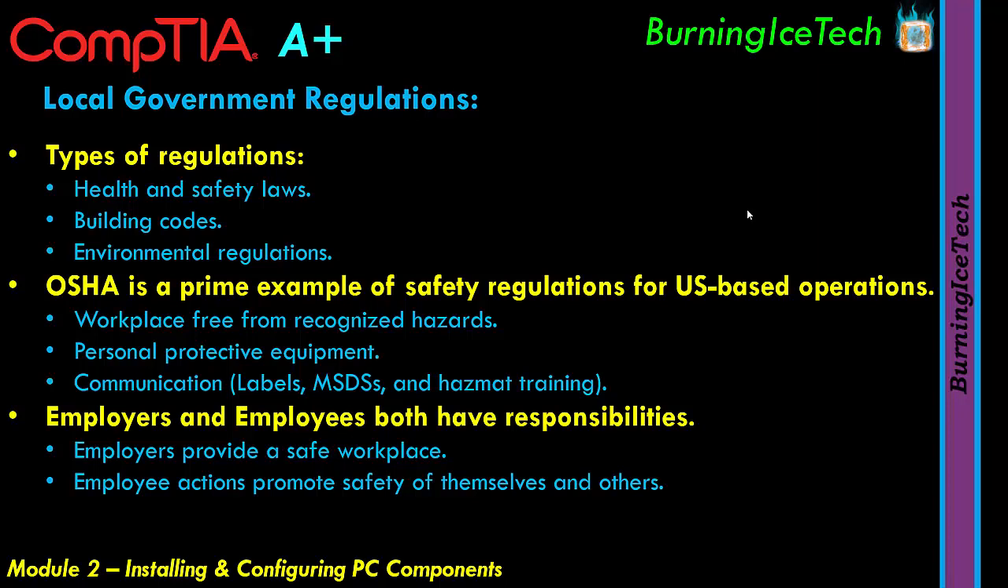Last one being communication, which includes things like labels, MSDS, and hazmat training. So if there's anything harmful, anything dangerous, you need to have proper labels. Let's use a simple example. If there is high voltage in a server room, now you guys are probably going to be ending up working in a server room at some point in time. If there's high voltage there somewhere, well, it needs to be clearly labeled as high voltage. That needs to be labeled so that someone doesn't accidentally touch something they're not supposed to.